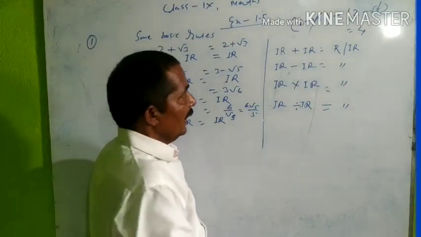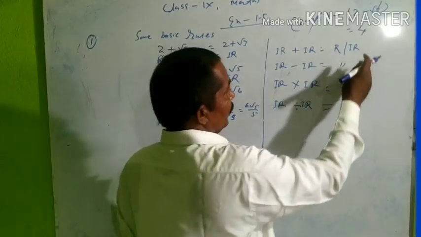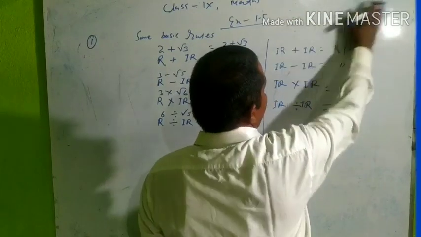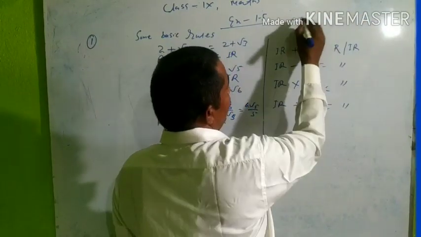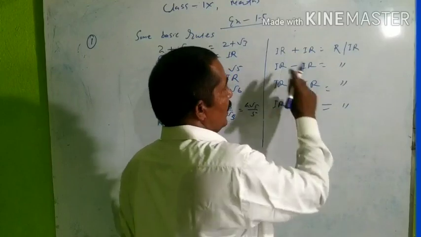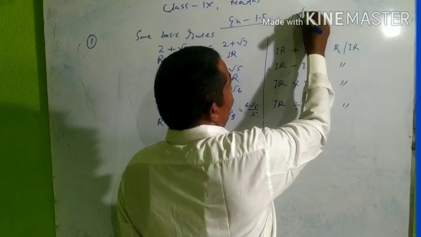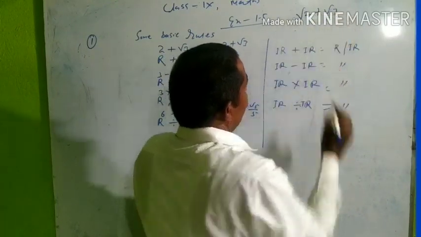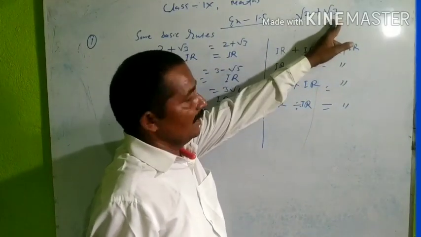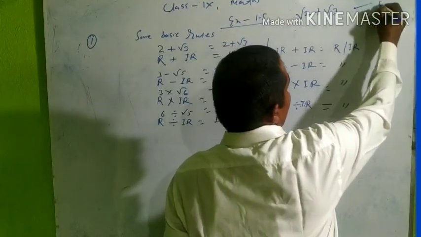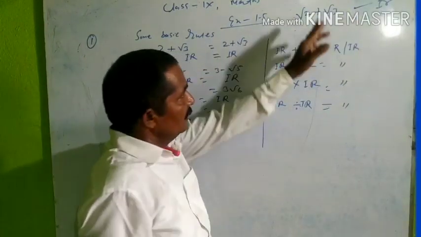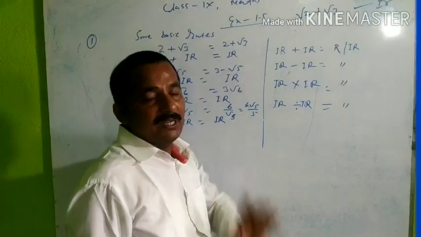And if you take another example, like root 2 plus root 3. This is irrational, this is irrational. The result is irrational. This number itself is irrational.